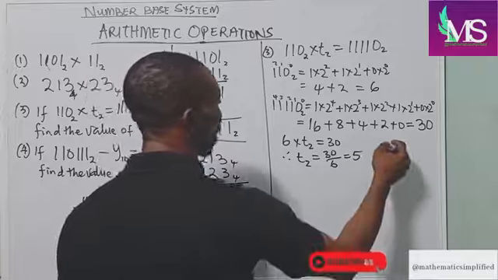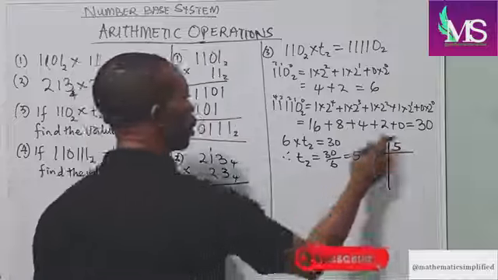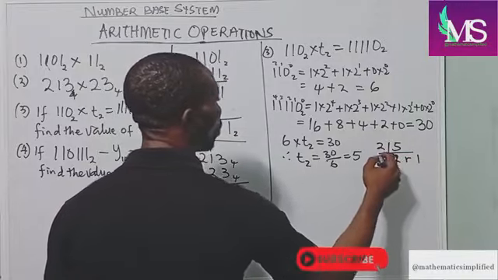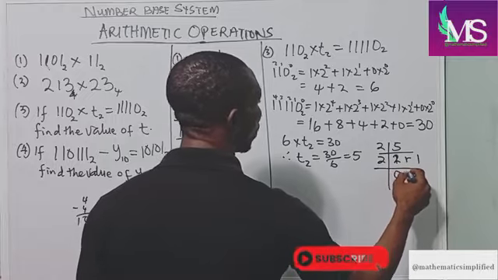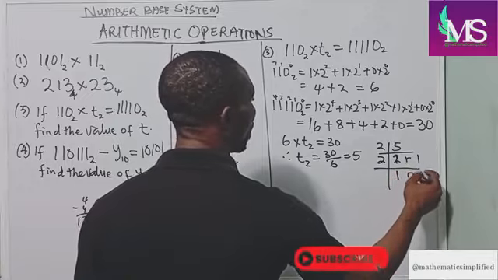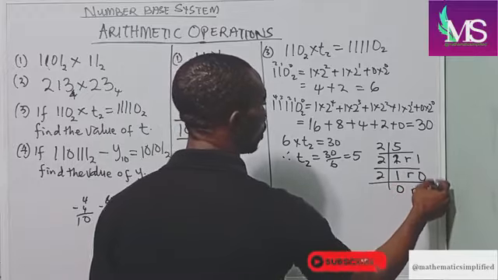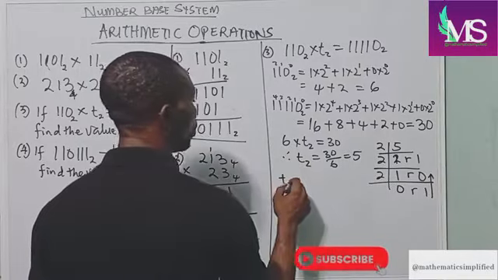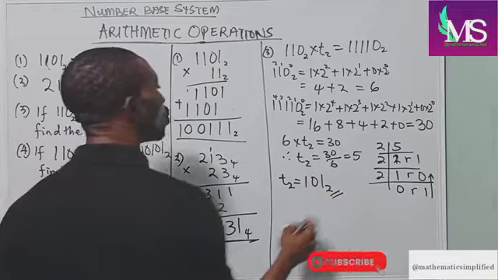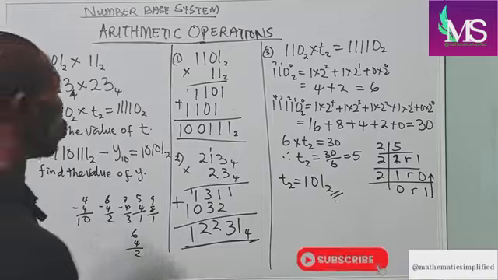Now converting 5 back to base 2, we have 2 into 5, 2 remainder 1. 2 into 2, 1 remainder 0, and 2 into 1, 0 remainder 1. Reading upwards, our t base 2 will be 101 base 2. So that leaves us with our answer for t base 2.